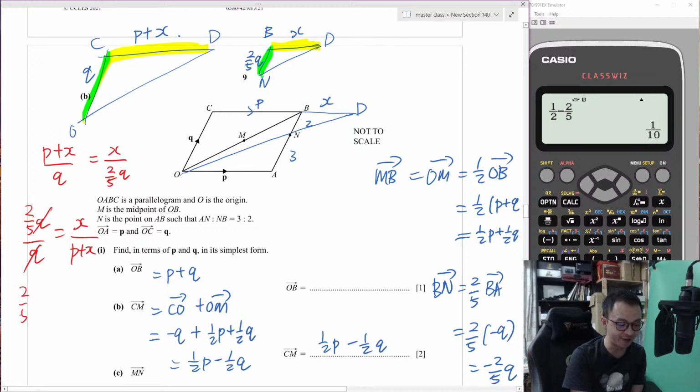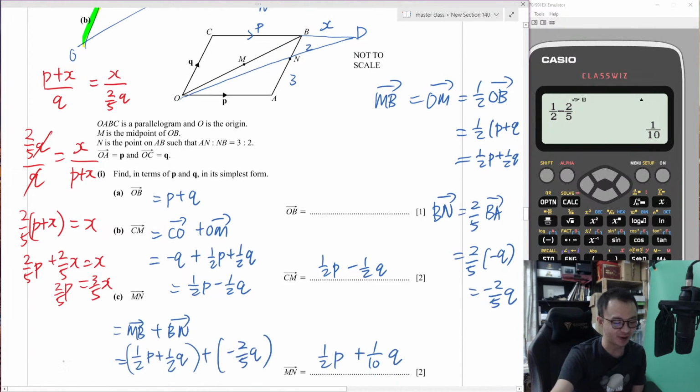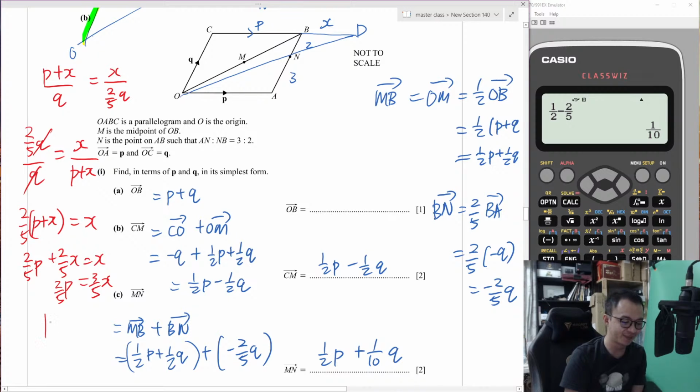So 2 over 5 P plus X equals to X. 2 over 5P plus 2 over 5X equals to X. 3 over 5X equals to 2 over 5P. How many marks for this one is a bit over here. So multiply 5 for both sides. X equals to 2 over 3P.